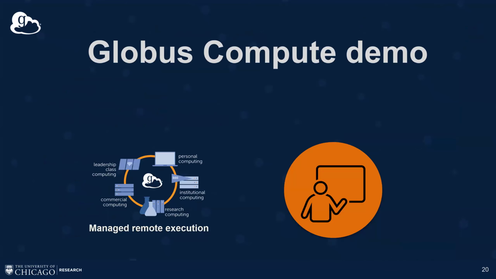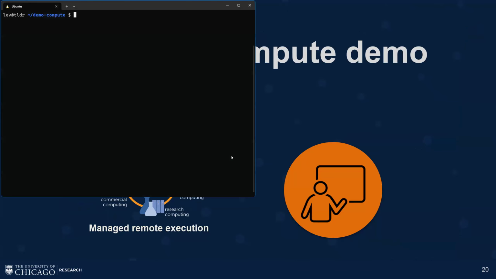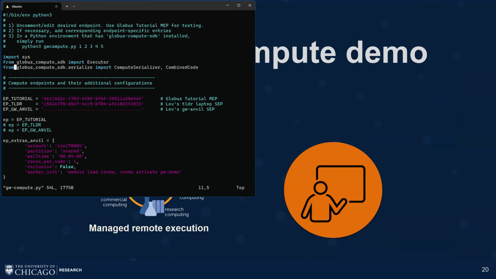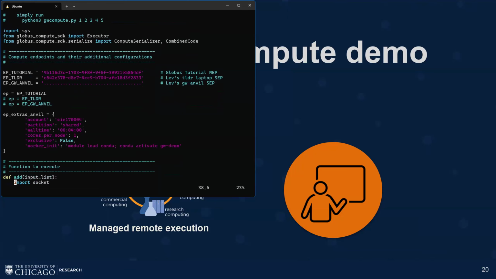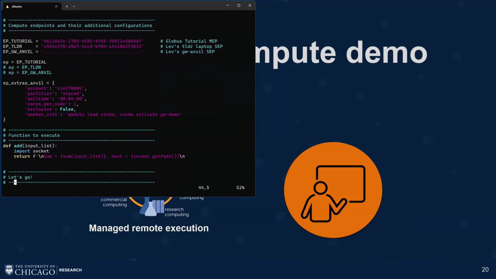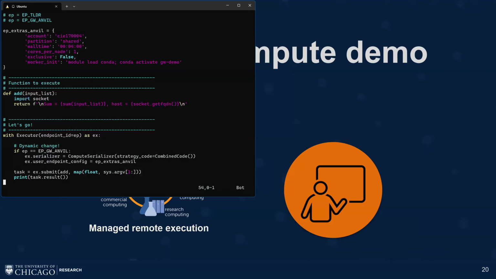So let me try to do a demo, as always. So here's my laptop, and I have a simple Python script. Here's the function that I have. It sums the numbers that I give it on the command line, and prints the host name.